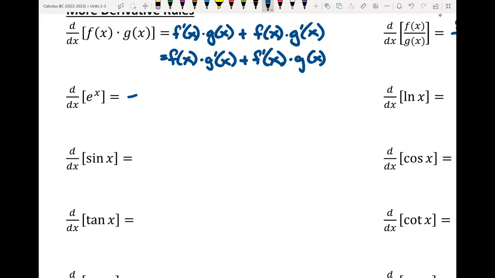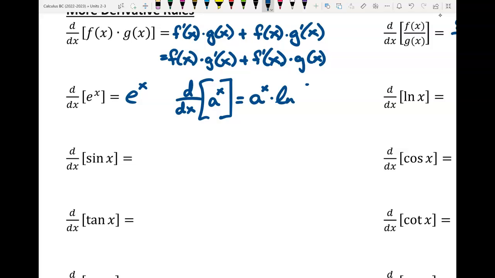e to the x is our easiest one, just e to the x. Now we're actually going to add one in here. If you have d dx of a to the x, so any base, not just e, that one is a to the x times the natural log of a. And that actually holds true for e to the x as well, because using this rule I would have e to the x times ln of e. The ln of e is equal to 1, so it goes away, just leaving us with e to the x, right?